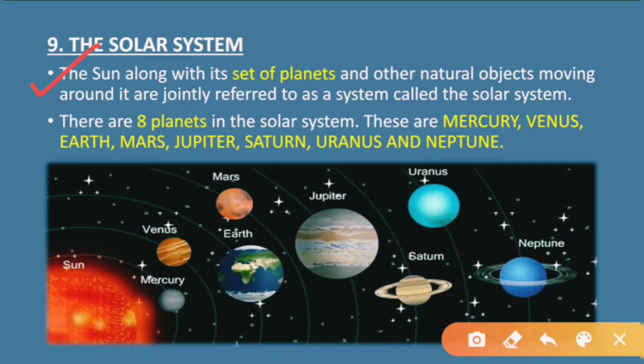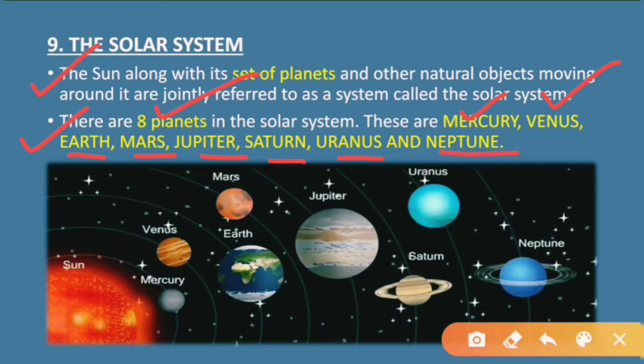Now see the second point. There are 8 planets, as we have studied in the previous class also, under the topic planet, right? There are in total how many planets? There are in total 8 planets in the solar system. What are those planets? Let us see. Mercury, Venus, Earth, Mars, Jupiter, Saturn, Uranus, and Neptune. These are the 8 planets in the solar system.